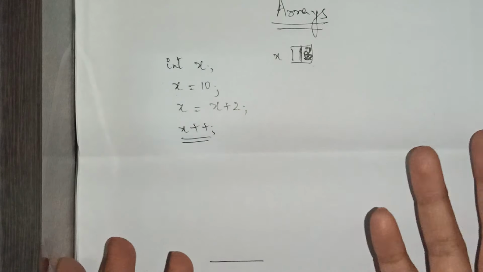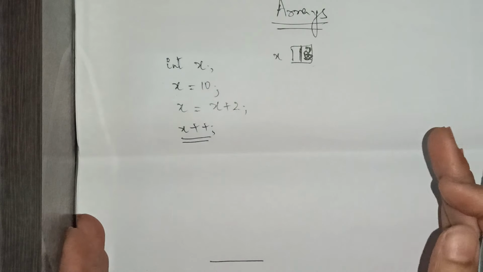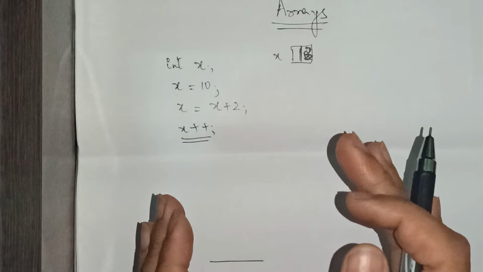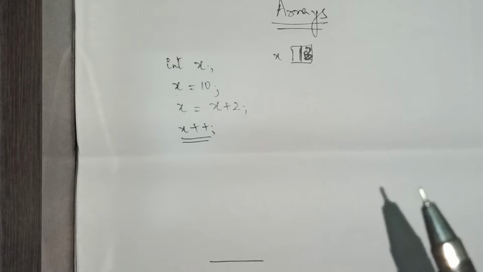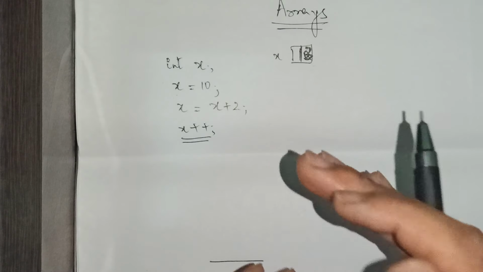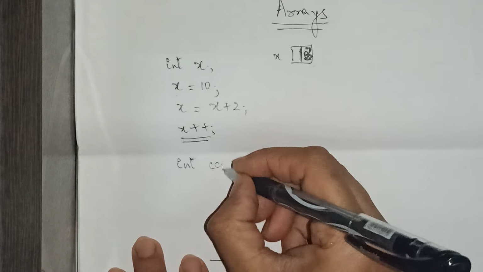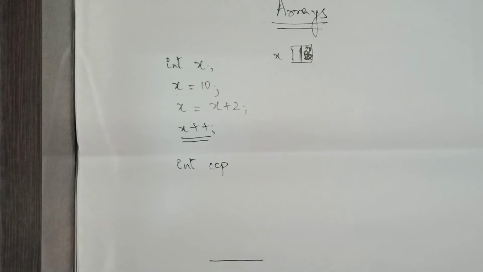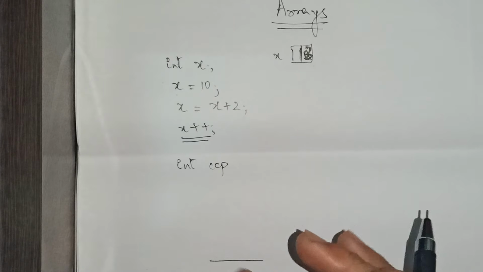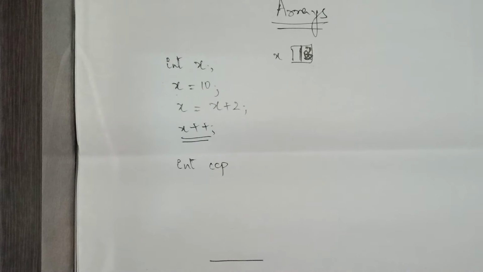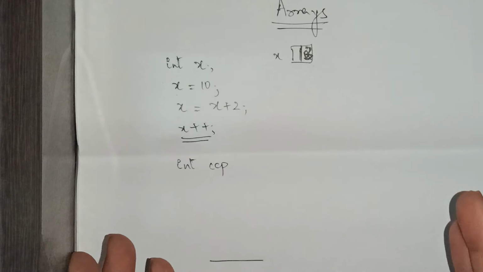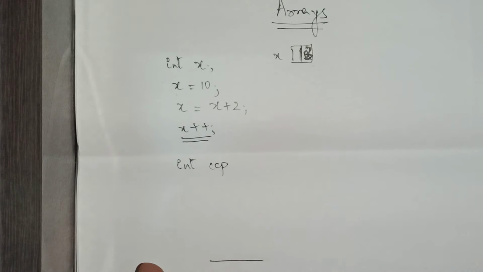Fine. There might be a situation where a variable needs to store more than one value. For example, suppose I need to store student marks. If I create CCP as the variable, I need to store 60 values in it. Why? Because I can't create 60 variables to store each student's marks, right? So I create only one variable, CCP, and store all the 60 student marks in that variable.